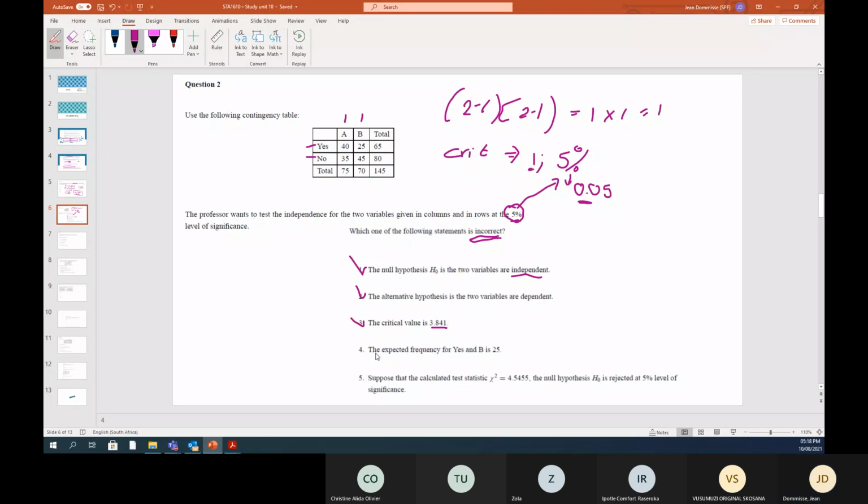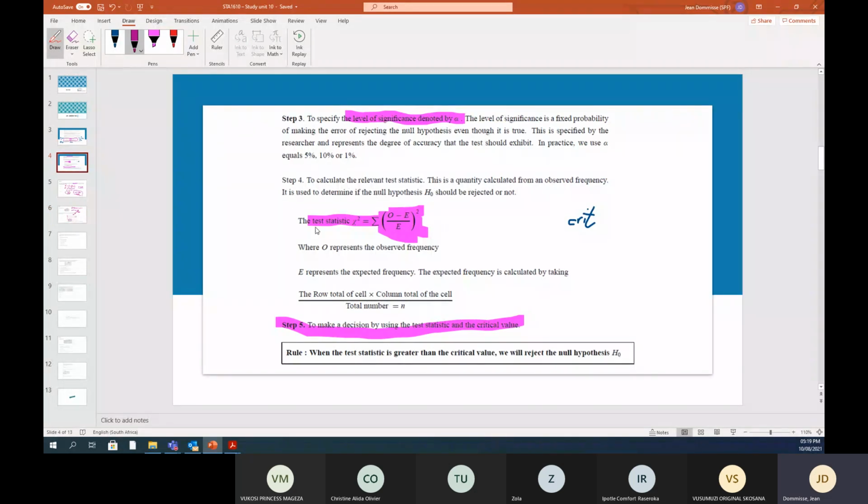Okay, so the expected frequency. Do any of you know how to work out the expected frequency? If not, it's fine, I'll show you. Okay, so the expected frequency, I also jotted down how one calculates it. So this is how you calculate the expected frequency.